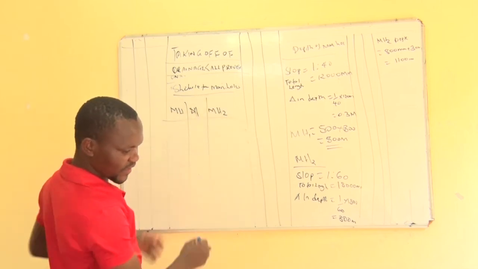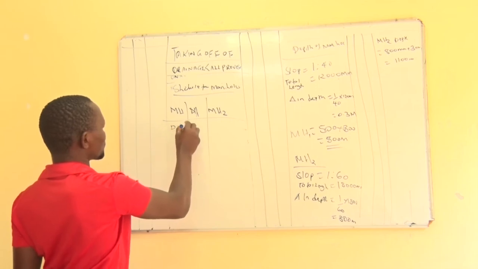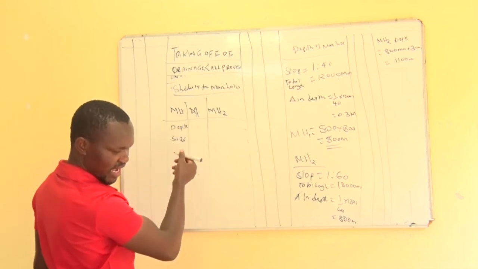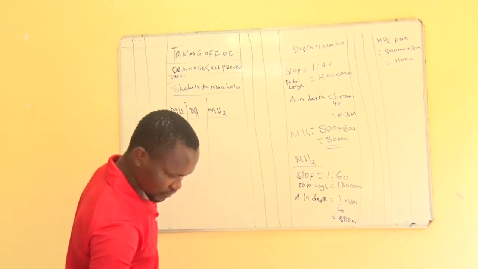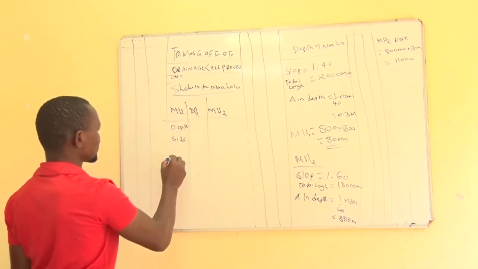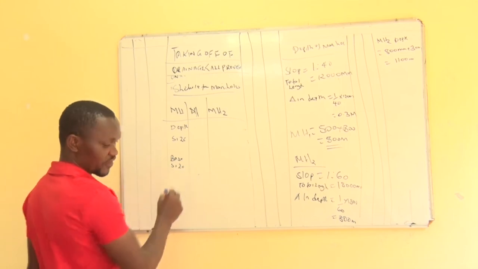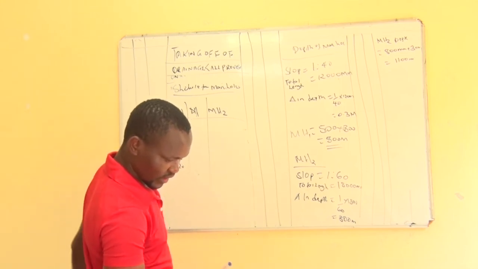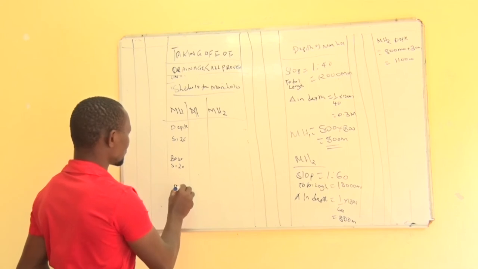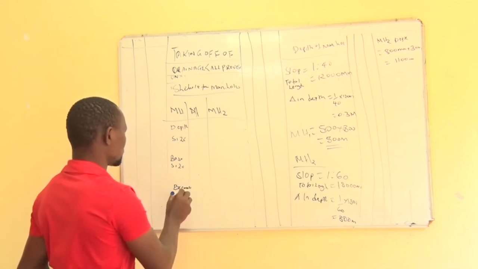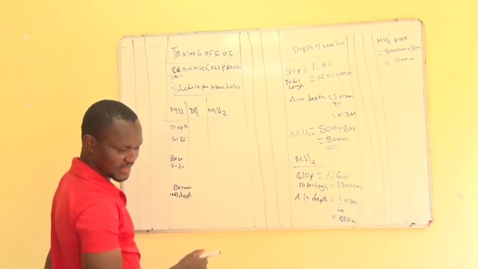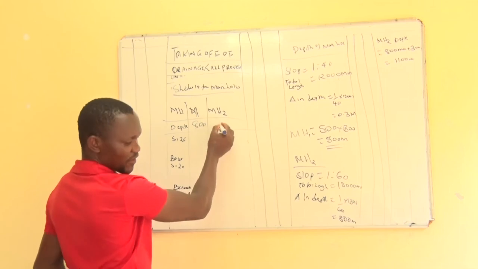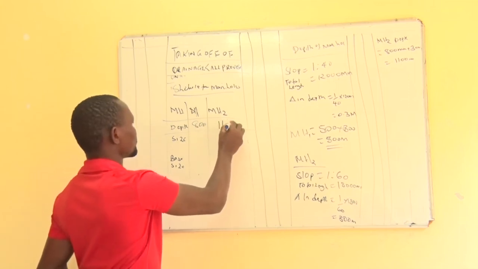So if you look at the plan, we have what is called depth, then we have size, the size of the manhole, then we have the base size of each manhole, then we have the excavation depth. So for manhole 1, the depth we have gotten to be 800. This one is 1100 millimeters.